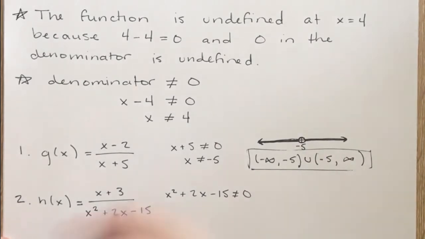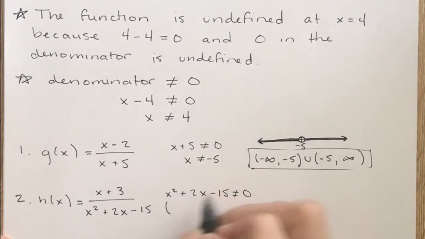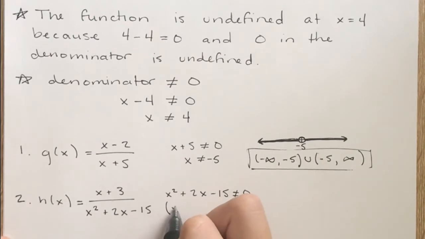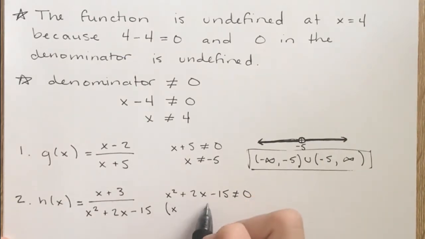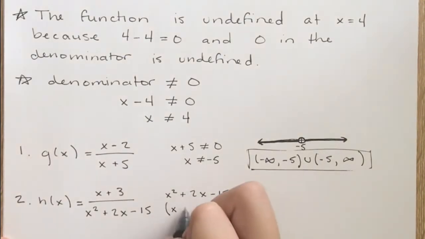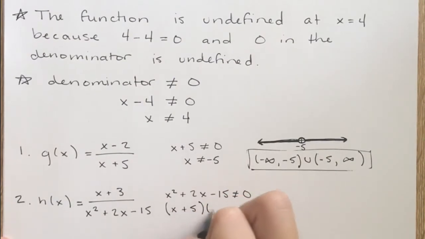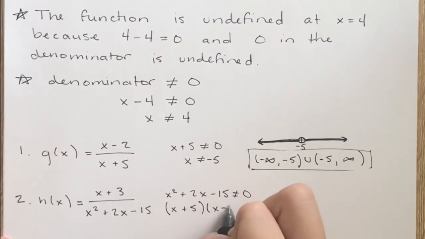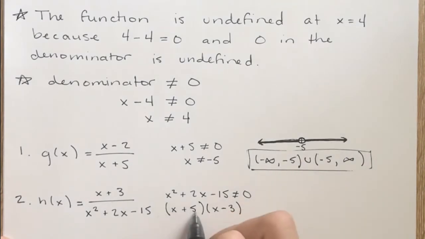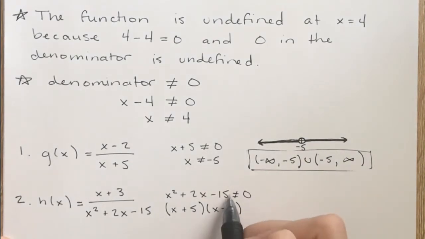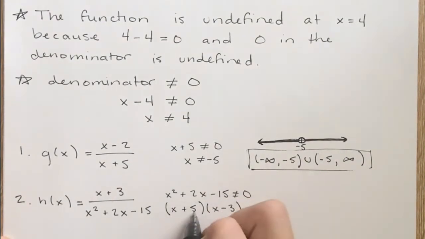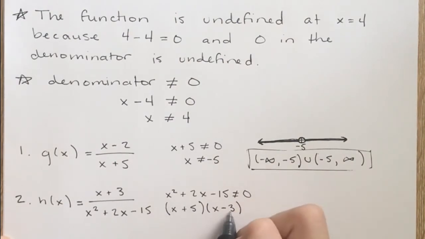So factoring here, maybe you use the AC method, maybe you don't. Factoring here is going to give us x plus 5 and x minus 3. Right? Positive 5 times negative 3 equals negative 15, and positive 5 minus 3 equals 2.